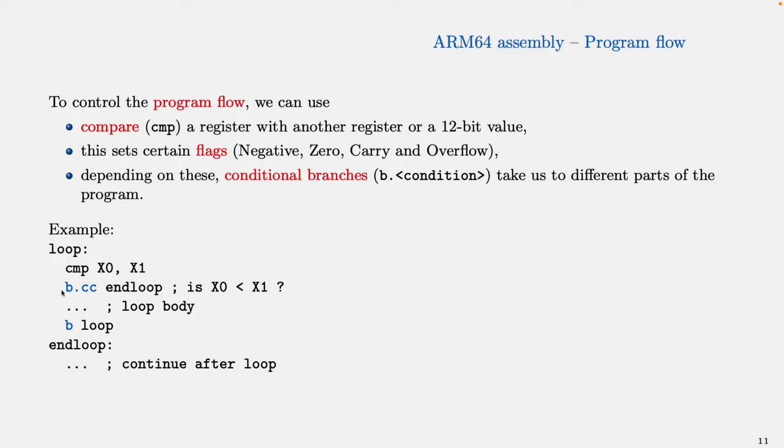Otherwise, we ignore it, do whatever the loop does, which probably would somehow affect the values of x0 and x1. Then at the end, we have an unconditional jump back to the beginning of the loop. So we perform the whole thing again, and we do this until at some point this condition is met, and then we jump out of the loop and continue with program execution, whatever comes later on.